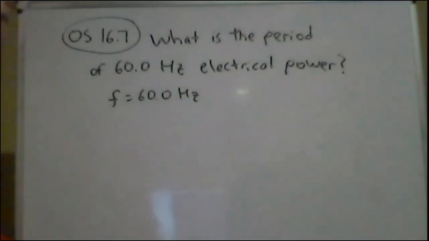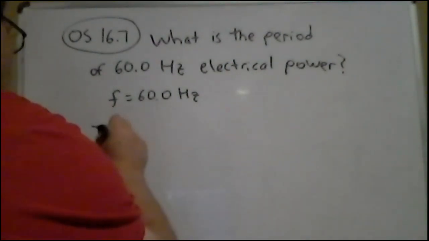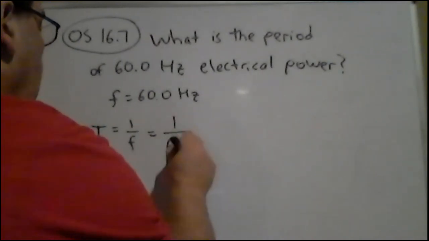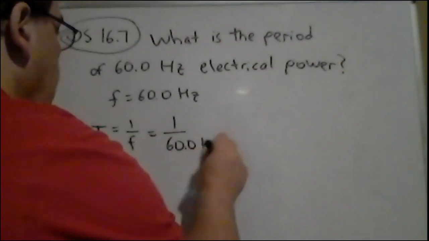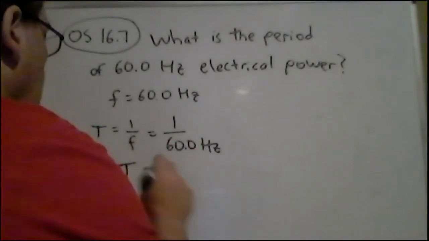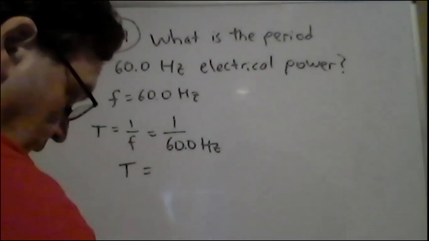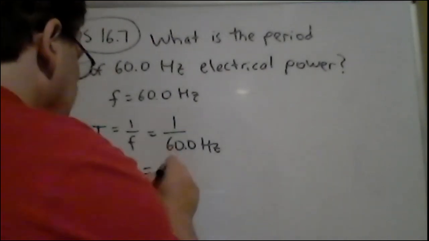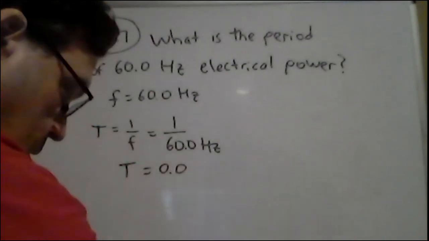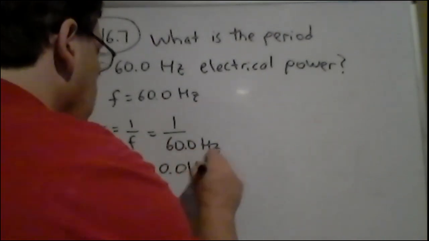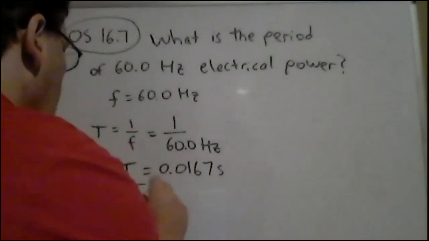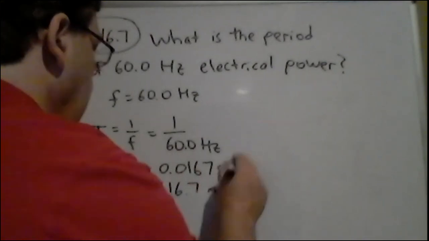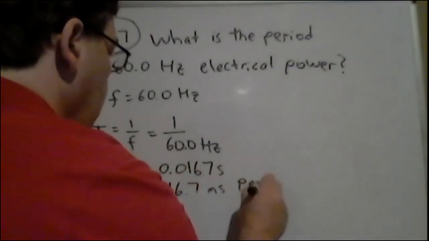How do you figure out the period if you know f? Very simple. T equals 1 over f. 1 divided by 60.0 hertz. So hertz, remember, is a per second. Period will then be in seconds. And if I do that, I get 0.0167 seconds. Or I can multiply that by 1,000 and get, say, 16.7 milliseconds. That's my period.